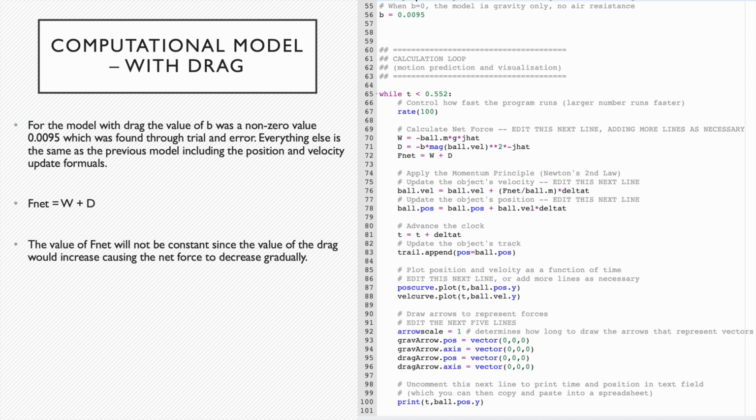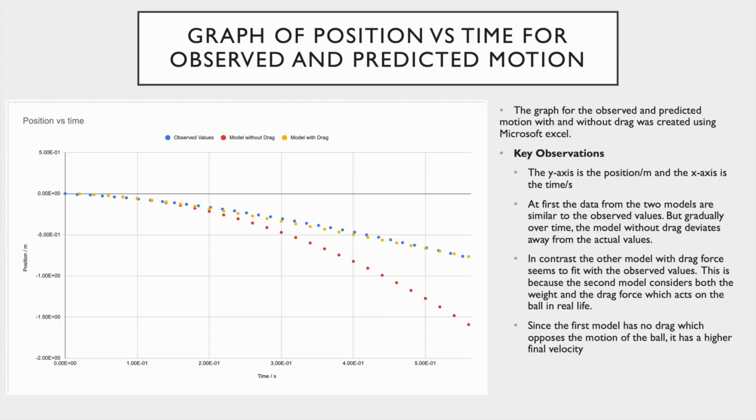Now for the computational model with the drag, everything else remains the same except the value of b is a non-zero value, which is 0.0095. This was found through trial and error, and everything else is the same, including the position and the velocity update formulas. In this case, the F net is W plus D, which is the drag force. The value of F net in this case will not be constant since the value of the drag force increases over time, causing the net force to decrease gradually.